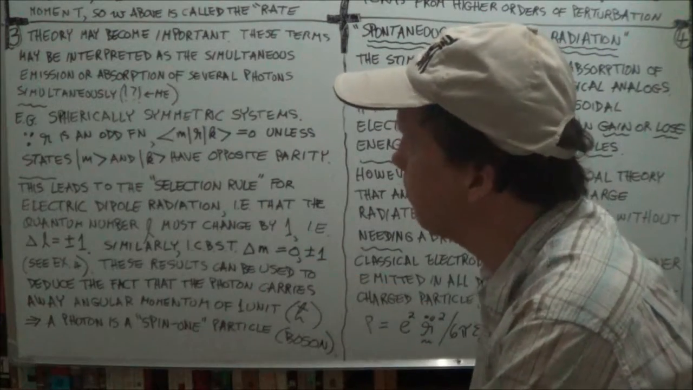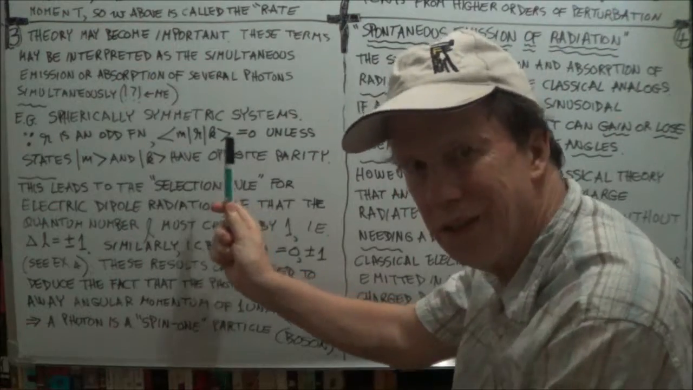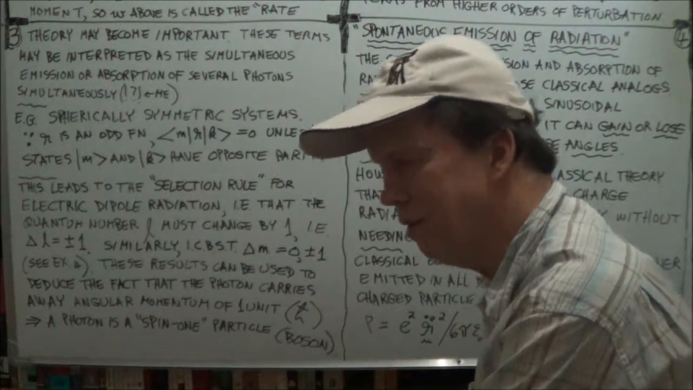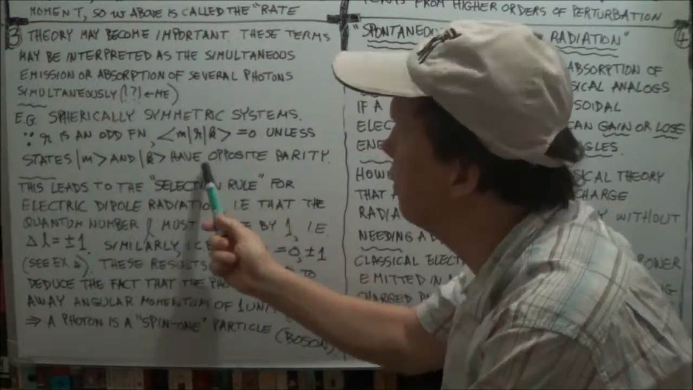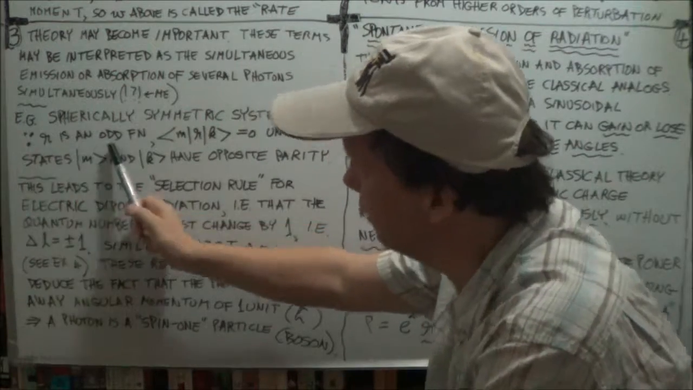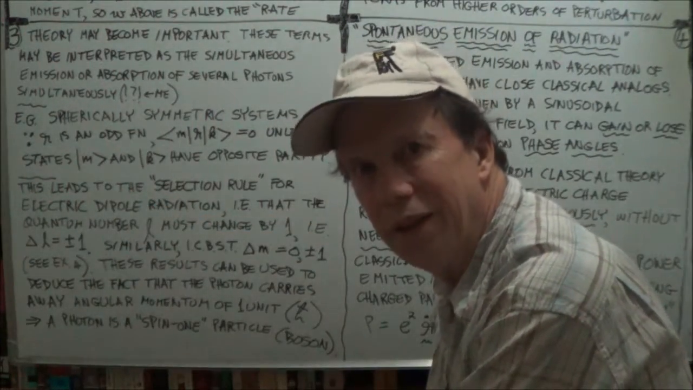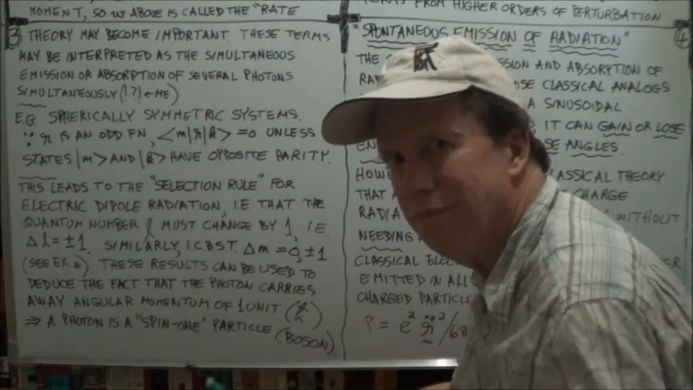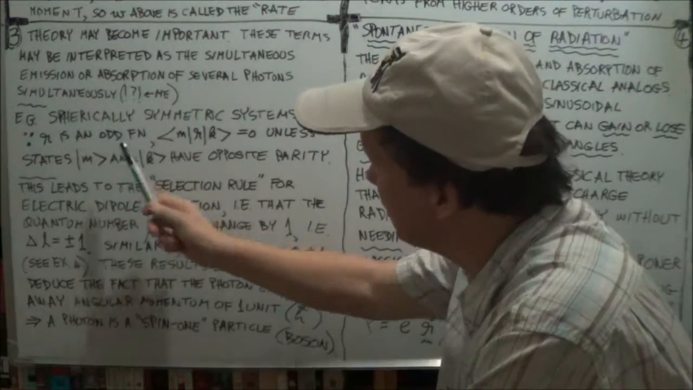Now, why is that? It wasn't explained explicitly in the text. I was thinking a bit about it. Here's my take on it anyway, see if you can come up with an alternative. Now R is just an odd function, right? So if you replace R by minus R, it's minus what you had originally. So it's an odd function.